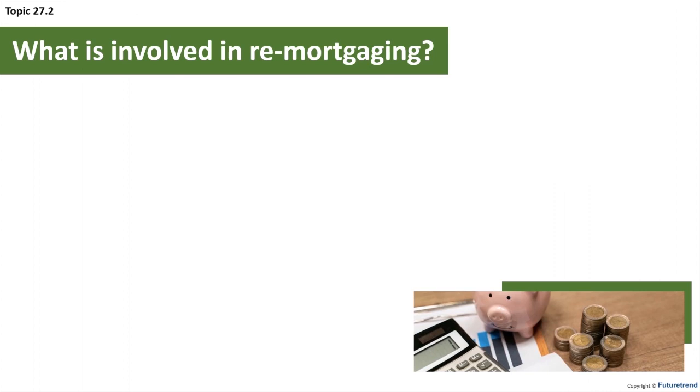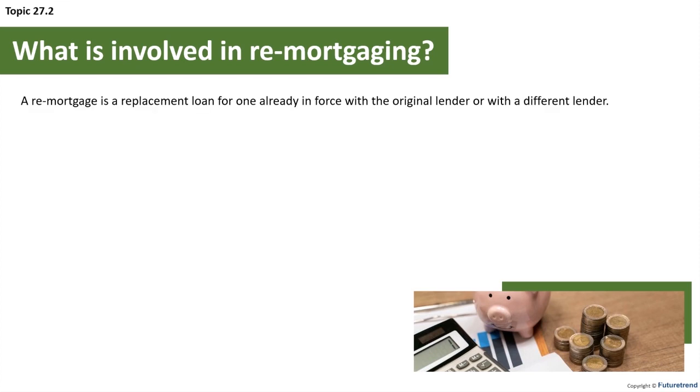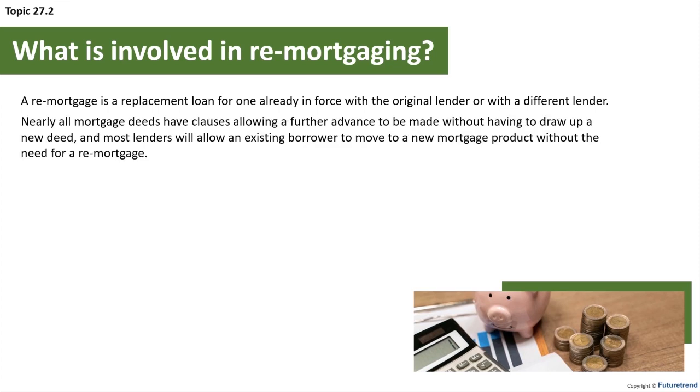Topic 27.2. What is involved in remortgaging? A remortgage is a replacement loan for one already in force with the original lender or with a different lender. Nearly all mortgage deeds have clauses allowing a further advance to be made without having to draw up a new deed, and most lenders will allow an existing borrower to move to a new mortgage product without the need for a remortgage.